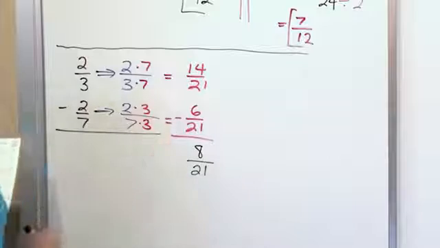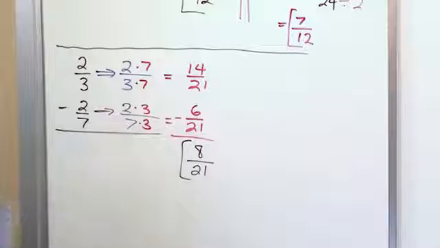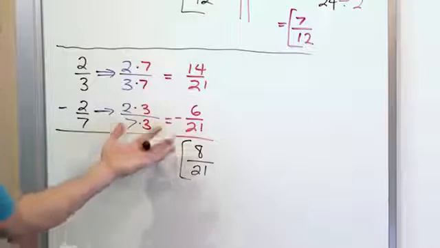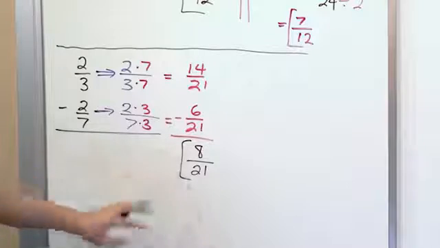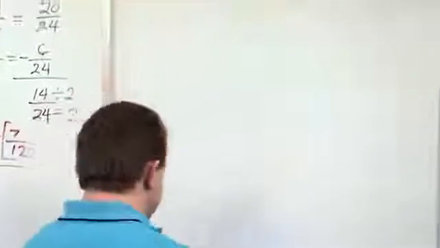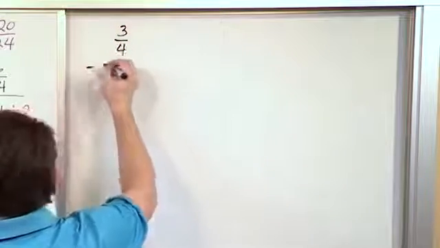And then I'm going to look at this and say, can I simplify this any further? And I really can't, because with 8/21, I cannot divide top and bottom by anything. Can't divide by 4, can't divide by 3 on the top and the bottom. So 8/21 is the final answer there. All right. Next, let's work the problem 3/4 minus 2/9.